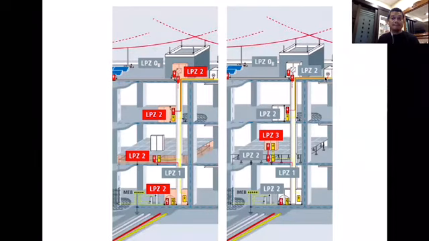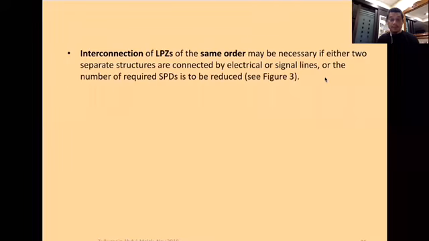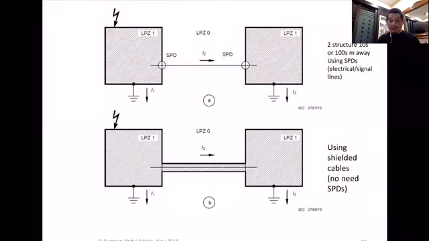Another one. In this slide, interconnection of LPZs of the same order may be necessary. For example, one room in a structure is zone 2, and another room inside the same structure is zone 2, and you want to interconnect them. When you want to connect them, because they are the same zone, they are exposed between them to maybe a lower zone, like zone 0 or even 1.